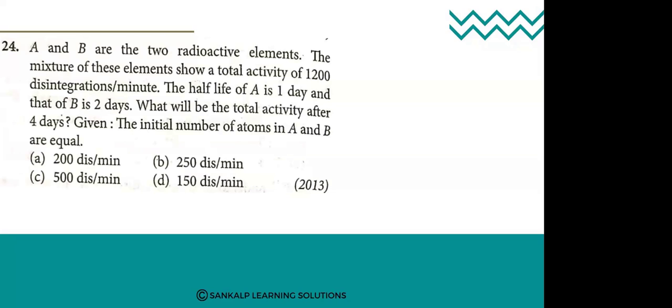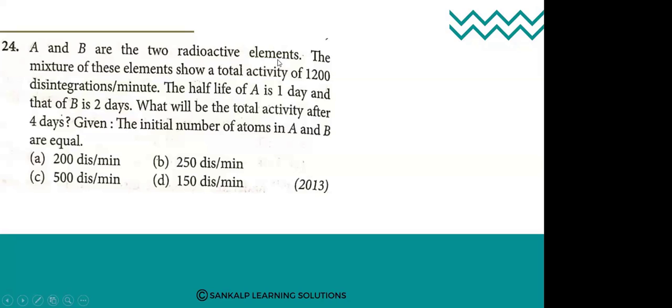Say this. A and B are the two radioactive elements. The mixture of these elements show a total activity of 1200 disintegrations per minute. The half-life of A is 1 day and that of B is 2 days. What will be the total activity after 4 days? Here given that the initial number of atoms in A and B are equal.